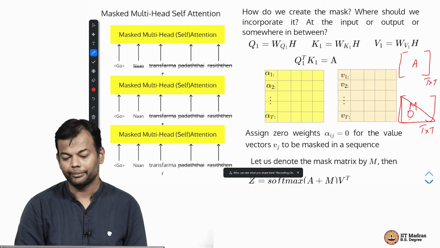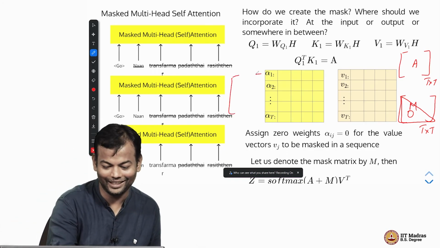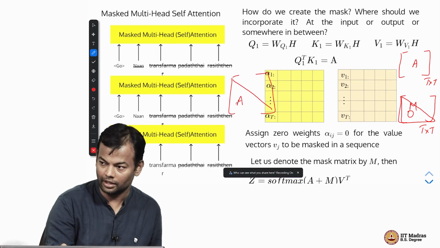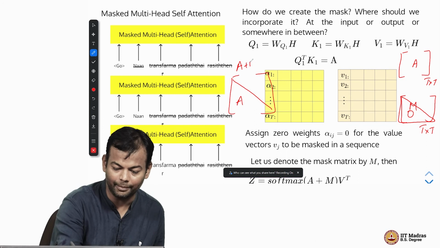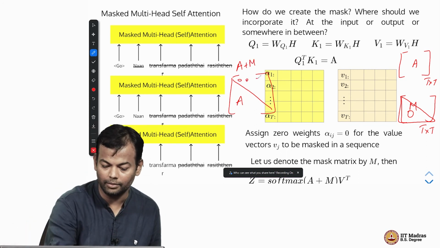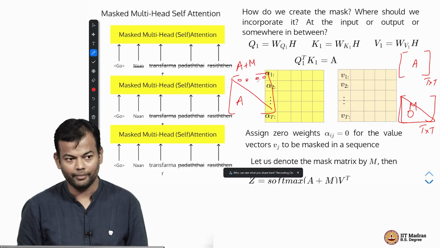You said it, I did not say it, but I will go with what you are saying. So the lower part would then be A as it is after this addition, right? You are saying A plus M, the lower part would remain A, and the upper part would become zeros. Is that fine?